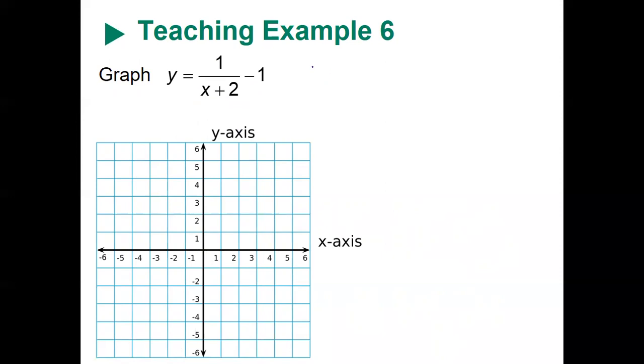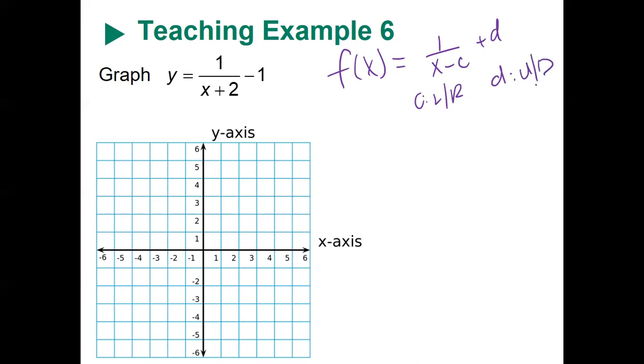And then I have a -1. So what is that telling me? It's going down. So those values represent your C and D of your transformation. If the transformation works like this, f of x equals 1 over x minus c plus d, where c tells us whether we're going left or right, and d tells us whether we're going up and down. Does that ring bells? Okay.